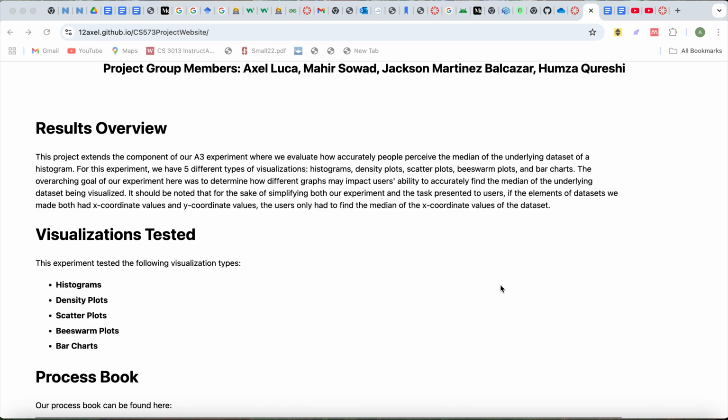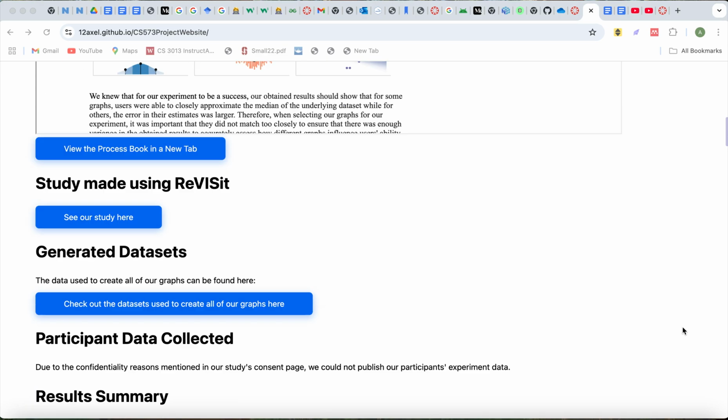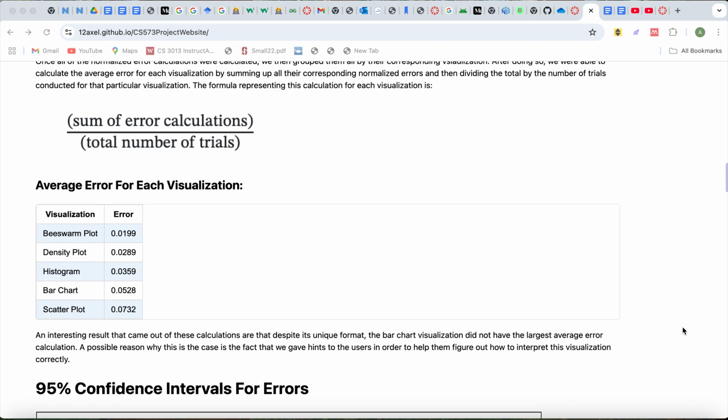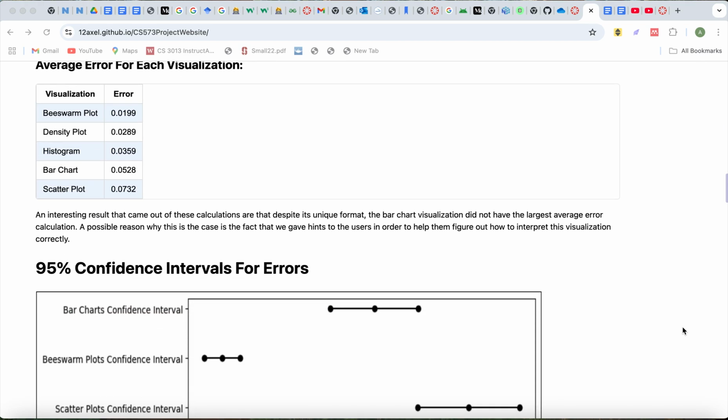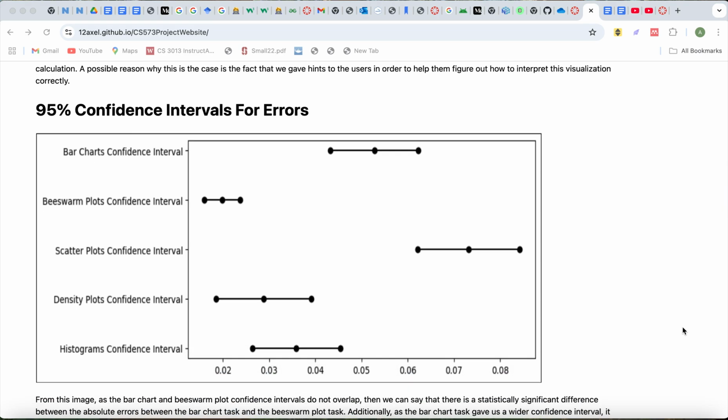Now in terms of our results and insights, here are the average errors for each visualization. As you can see, the beeswarm plot has the lowest absolute average error, which means that users performed the best on the task of identifying the median on the beeswarm plots, and users performed the worst on the scatter plots. Here are the 95% confidence intervals for errors plotted in the same charts for each graph type.